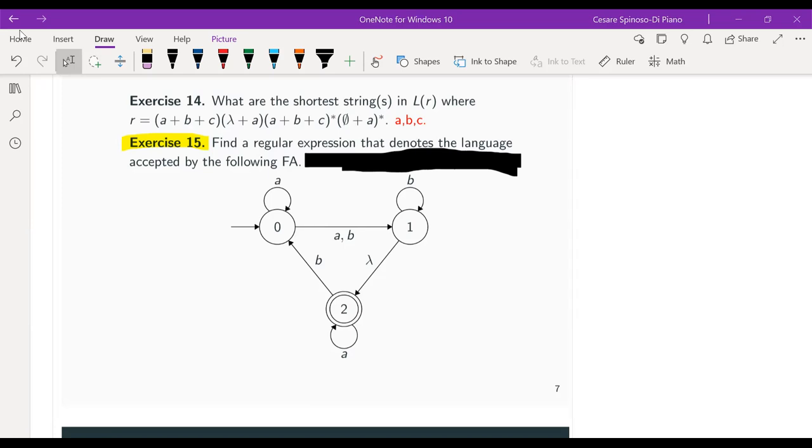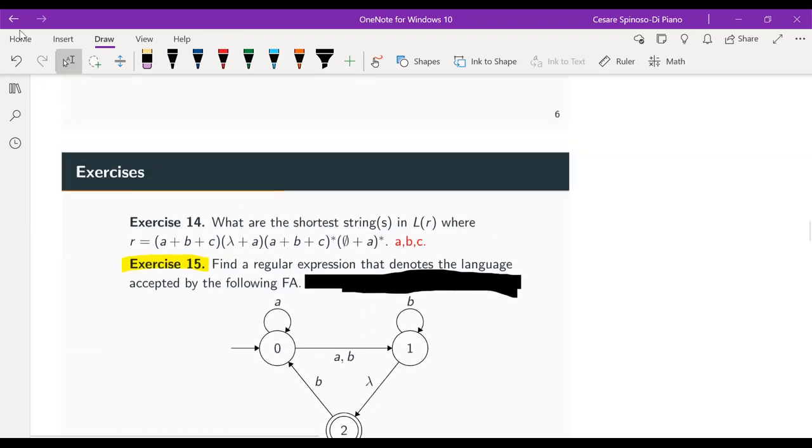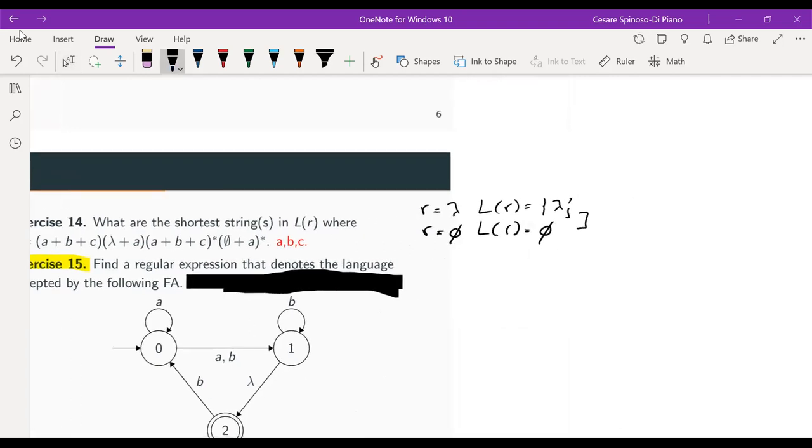Okay, is there any difference? Okay, Ian. Yes, there's a big difference. If you have the regular expression lambda, then L of that regular expression is the language which just contains lambda. If your regular expression is the empty set, then the language represented is the empty set. And these are very different languages: this one contains one element, this one contains no elements.